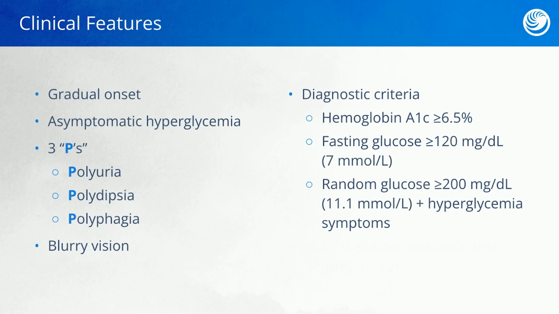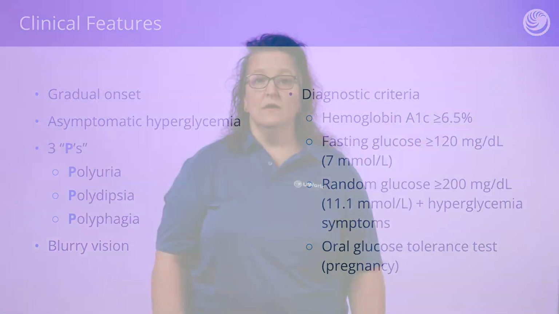A random glucose of above 200 milligrams per deciliter and hyperglycemia symptoms are another criteria. So this blood might be taken after a client has already eaten. So we would expect that their blood sugar level might be a little bit elevated. That's why this one has to include those hyperglycemic symptoms: polyuria, polyphagia, polydipsia. Then there's also an oral glucose tolerance test for pregnant clients.